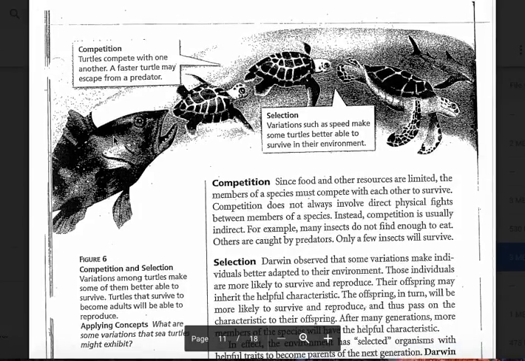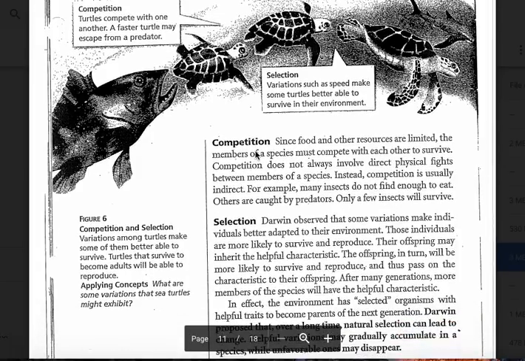So thinking about the turtles, right? Overproduction, many eggs were laid, not all of the babies lived. Of the ones who lived, there were variations, right? And now there's competition. Turtles compete with one another. A faster turtle may escape from a predator. And then selection. Variations such as speed make some turtles better able to survive in the environment. Basically, it's just saying that the environment sort of selects down to the few that are the best suited, the most likely to live.